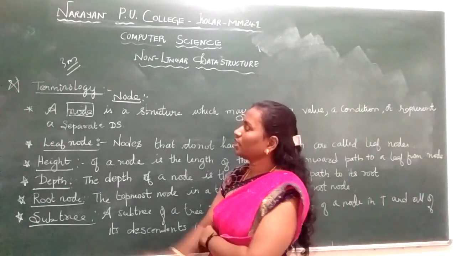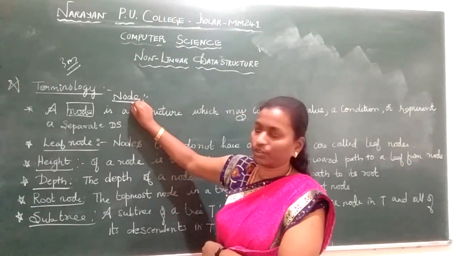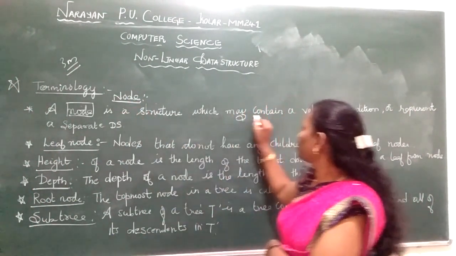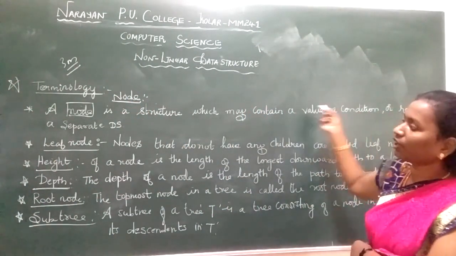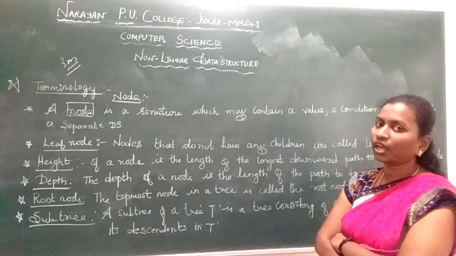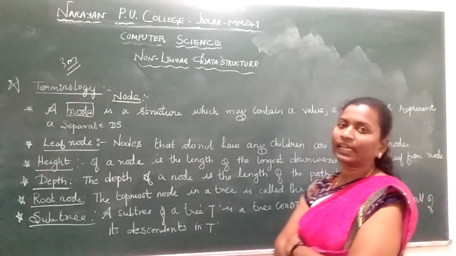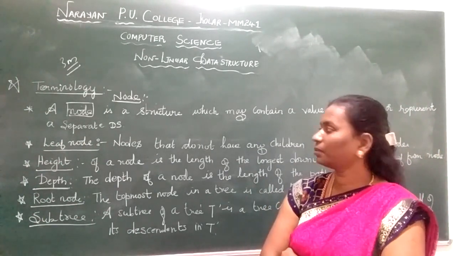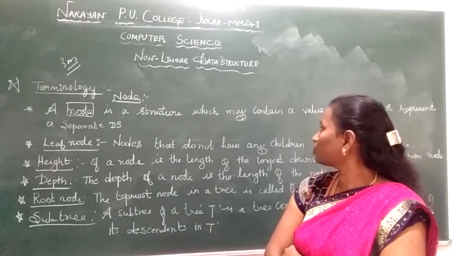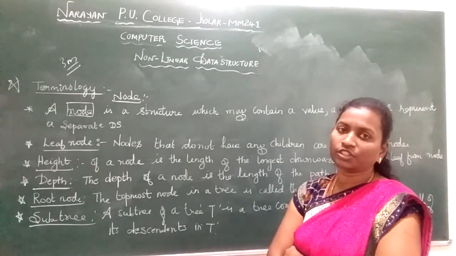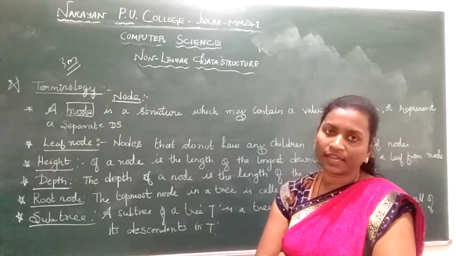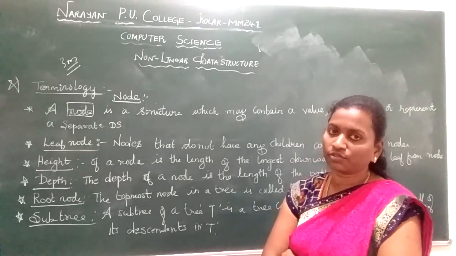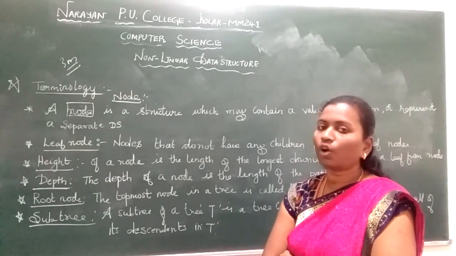In terminologies, I told you what a node is. A node is a structure which may contain a value or a condition, or it represents a separate data structure. In a node, it contains a data item. A node is nothing but the data item where we have the information part. DS, I have written DS, stands for data structure. Next I spoke about leaf node.